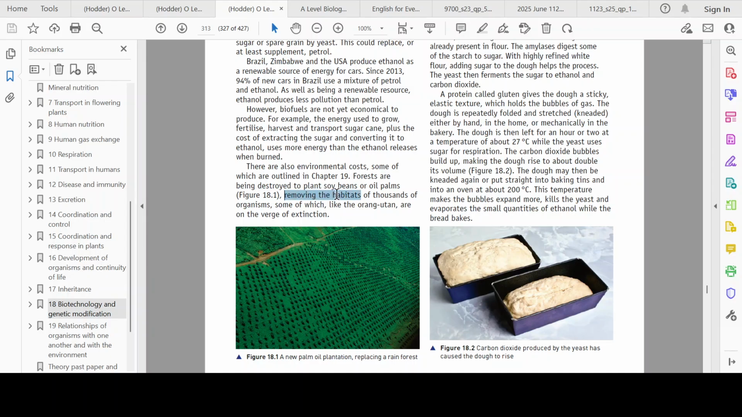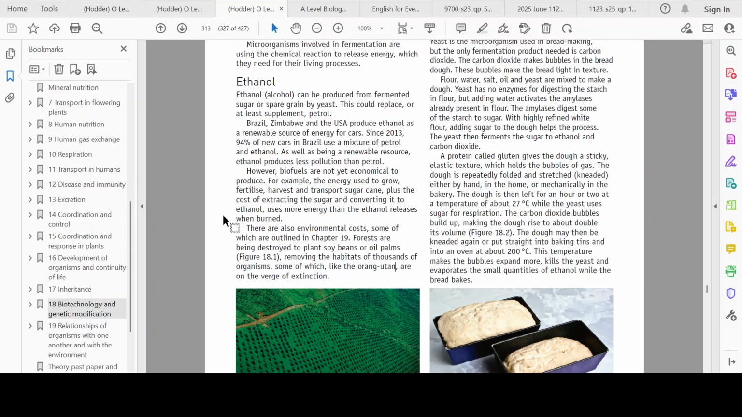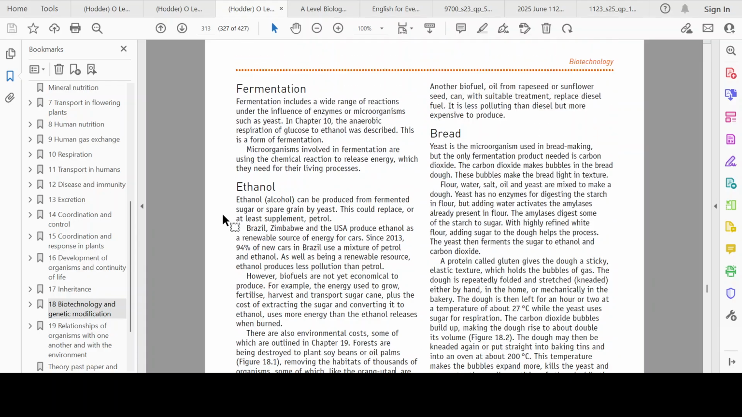When we are growing these, in fact, forests are being destroyed to plant soybeans and oil palms, which is affecting habitats such as those of orangutans. And they have now become endangered, on the verge of extinction.